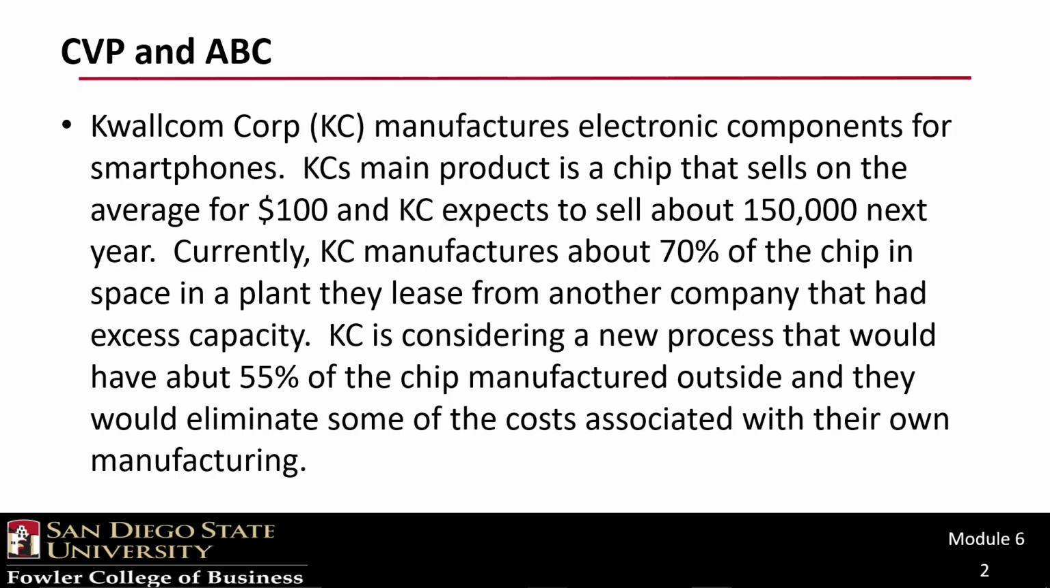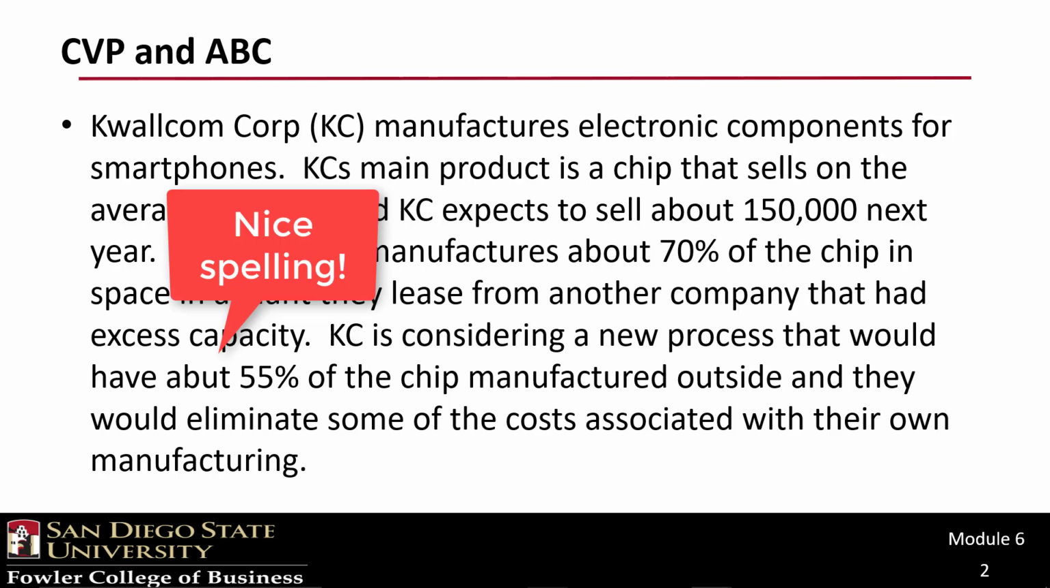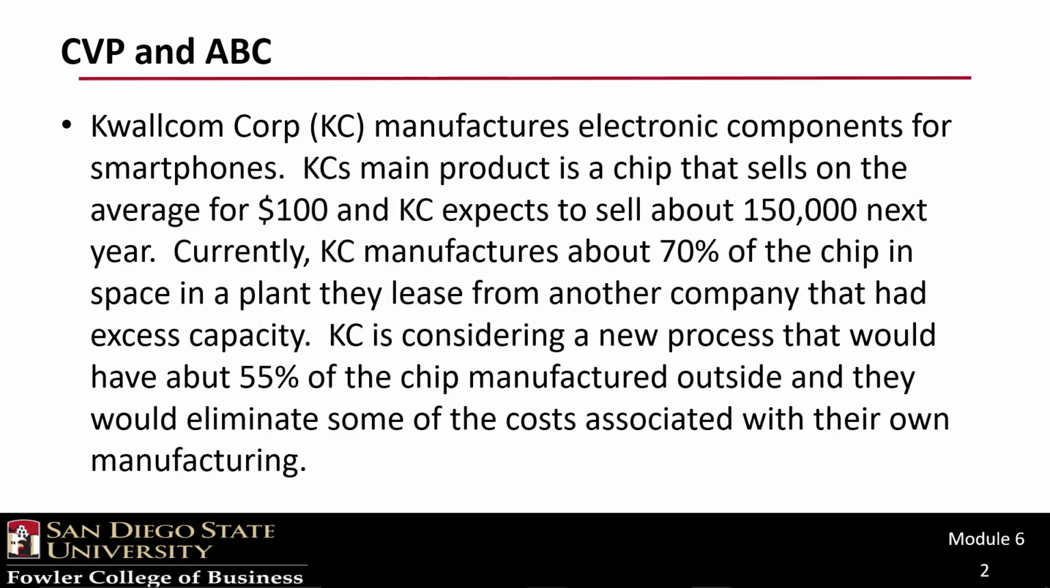So in our example, Qualcomm Corp, or KC, manufactures electronic components for smartphones. And KC's main product is a chip that sells on average for about $100, and KC expects to sell 150,000 of them next year. Now currently KC manufactures about 70% of the chip in-house in a plant they lease from another company that had excess capacity. But KC is considering a new process that would have about 55% of the chip manufactured outside, and they would eliminate some of the costs associated with their own manufacturing.